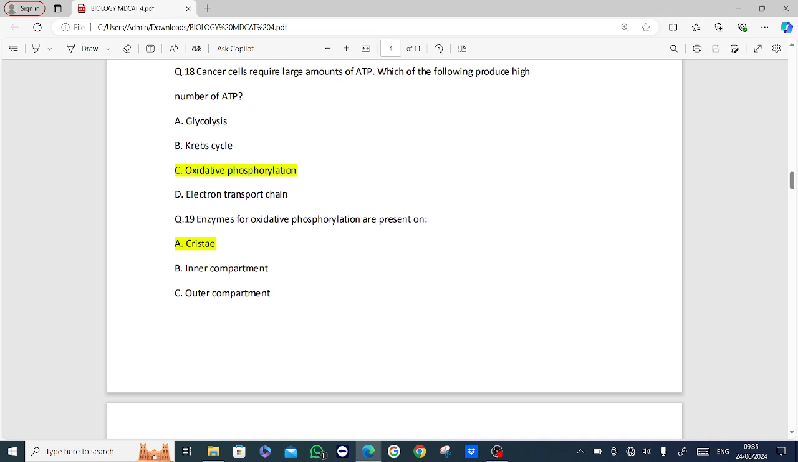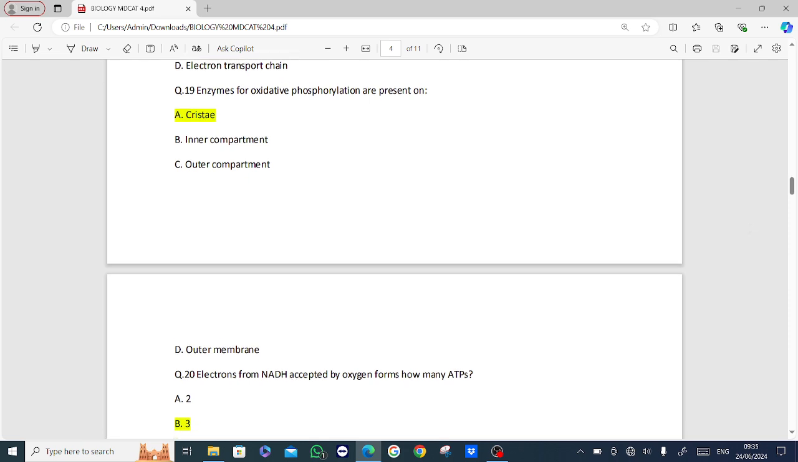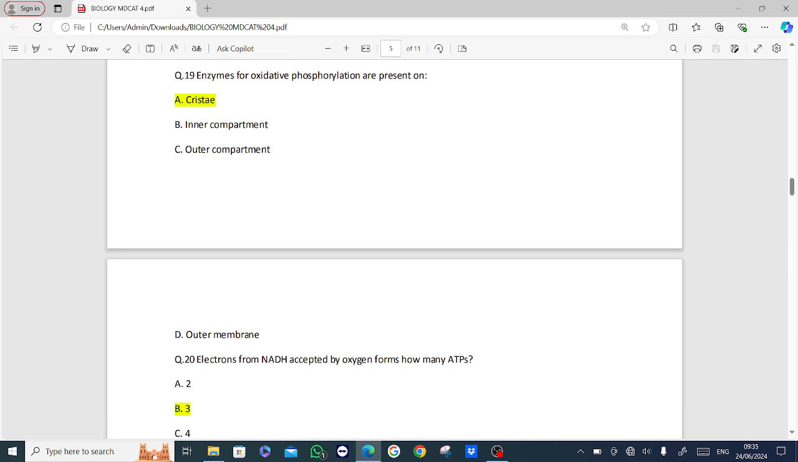Next MCQ is: enzymes for oxidative phosphorylation are present on. Options are cristae, inner compartment, outer compartment, outer membrane. Answer is option A, cristae.